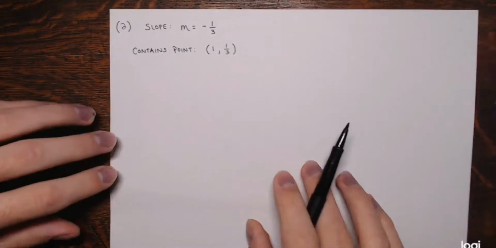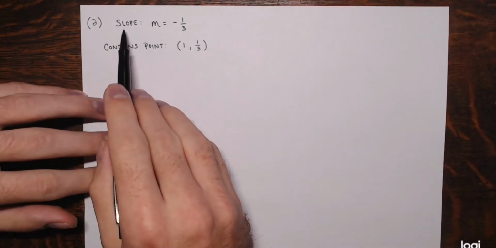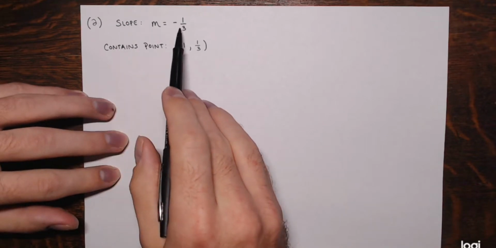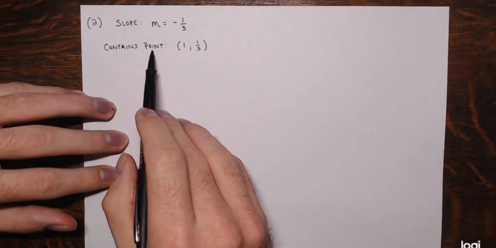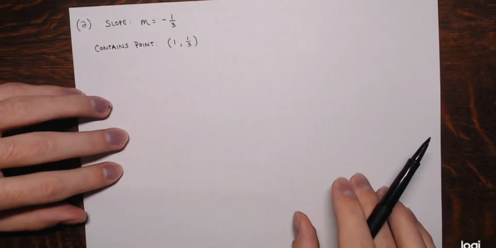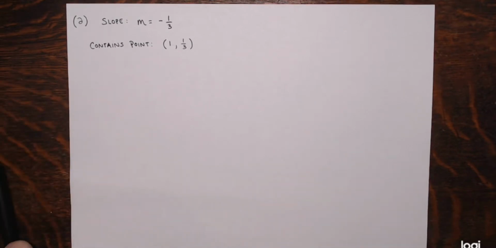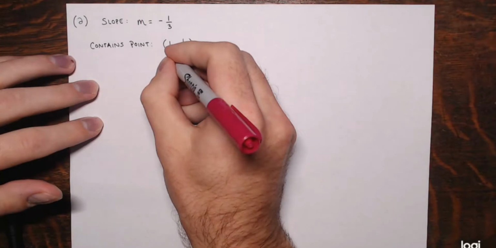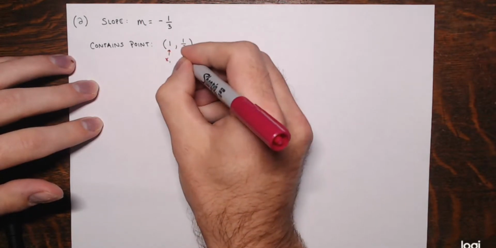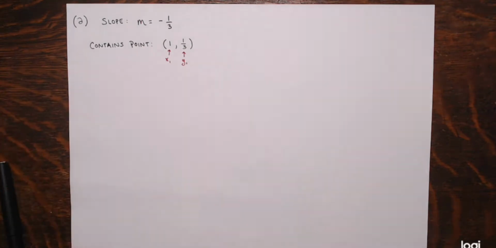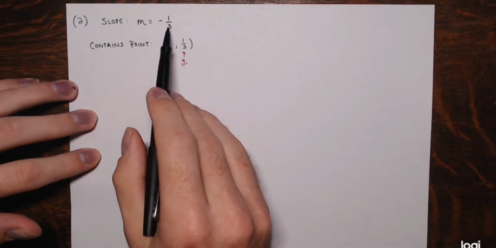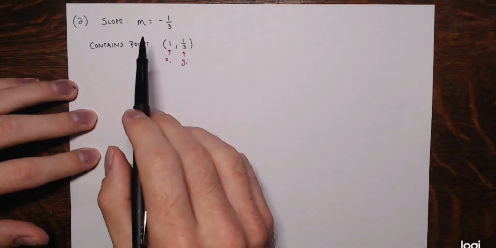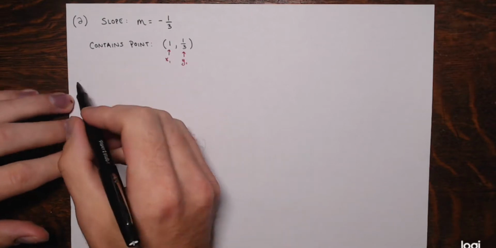Right, so second example. So again, very nice of them. They give us the slope of the line, negative 1/3, and it contains the point 1, 1/3. Alright, so I'm going to call the coordinates of this point x1, y1. And then we'll go to point-slope form first, right? We know a point, we know the slope, and that's all you need to write an equation for a line. We can go to point-slope form right away.